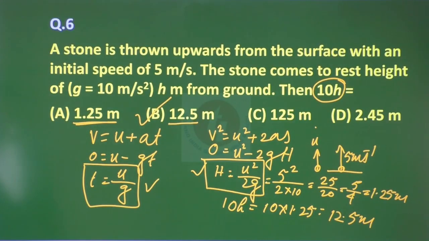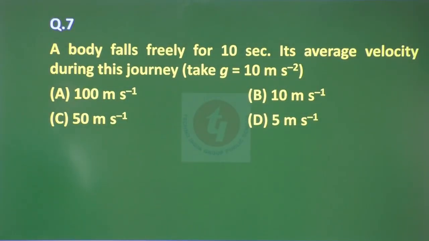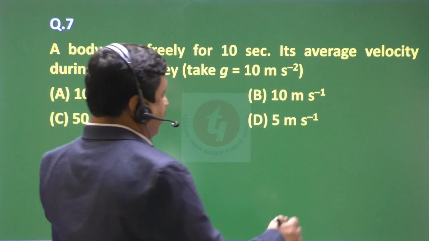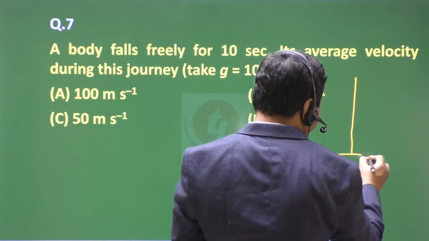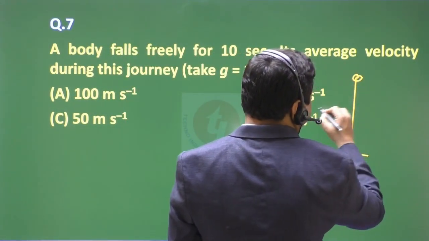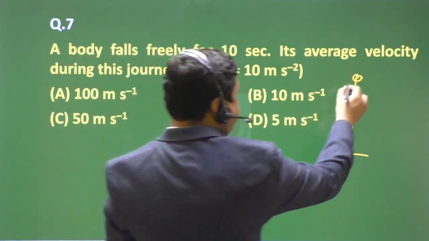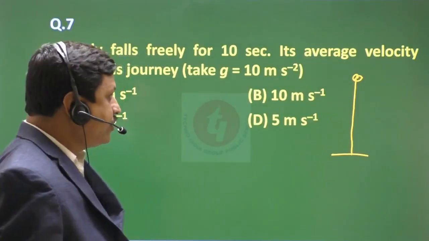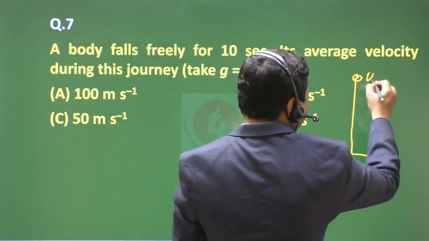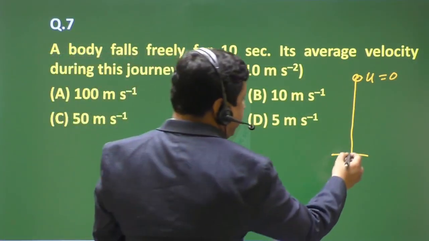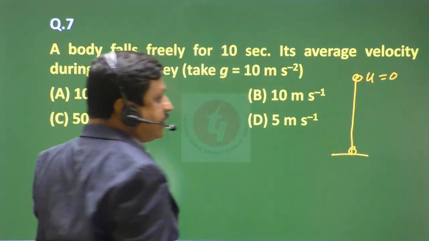Okay, next, a body falls freely for 10 seconds. Its average velocity during this journey? Very important question. Falls freely means, say from here it is just dropped from this height. There is no initial velocity, and say in 10 seconds it will reach the ground.